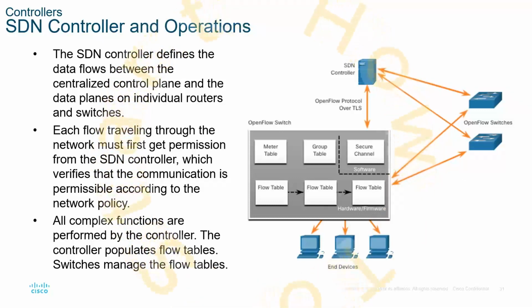So we can have multiple end devices, multiple switches, that all are sharing one controller plane. Each flow will travel through the network and must first get permission from the controller, which will verify the communication. The more complex functions are going to be performed by the controller. Again, here the data plane is handling the bulk of the basic traffic. Anything complex has to come to the controller. And again, the controller has to give permission.